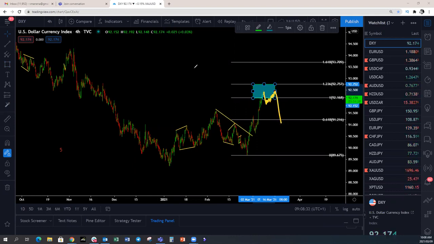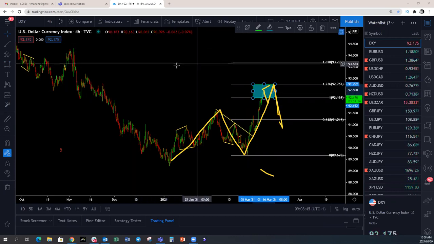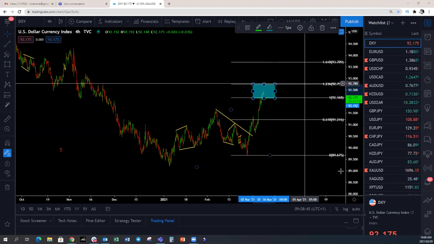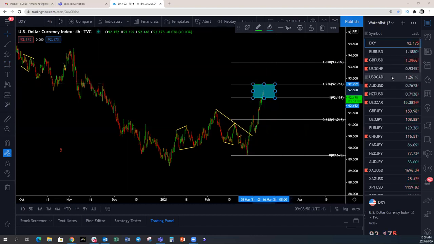Even if it makes a small new high here, we'll be looking for that. So that can come with divergence on the RSI, showing us the reversal for this three-wave move. So things are starting to look really interesting. So let's see how that's going to play out there. We'll be watching that. So we've already looked at pound US dollar, US dollar CAD.